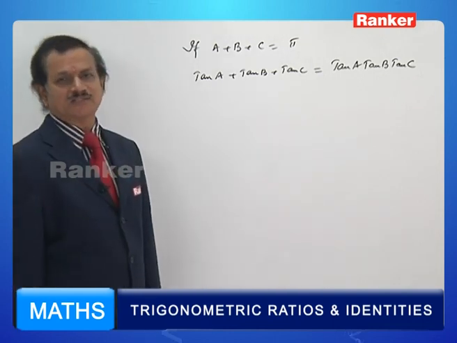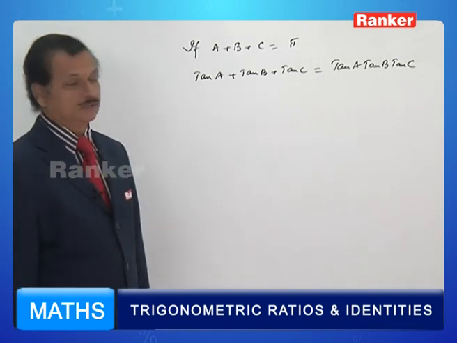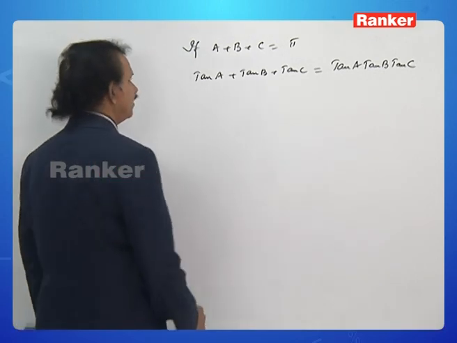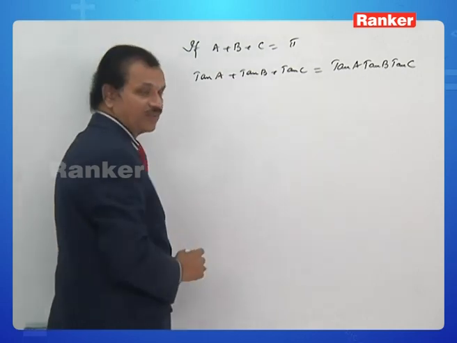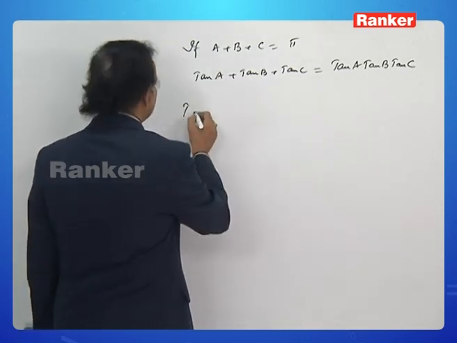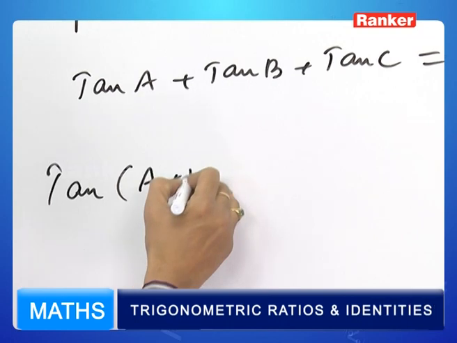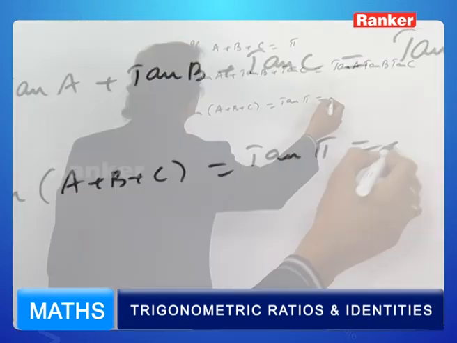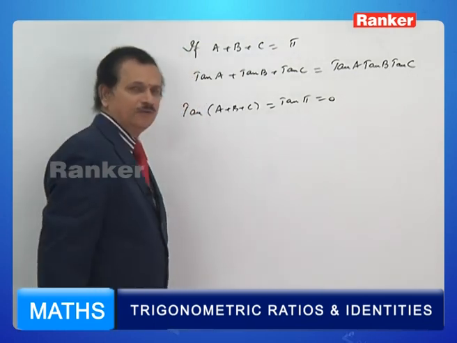In all those cases, this stands true. Okay, how can it be? How can it be made true? It's very simple. You take tangent on both the sides, so that tan of (a plus b plus c) is equal to tan pi, which is equal to 0. What is tan 180? 0.